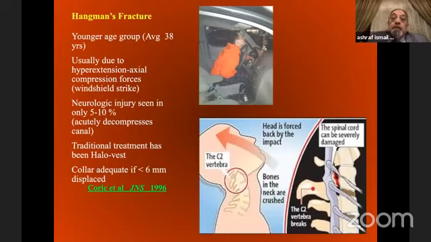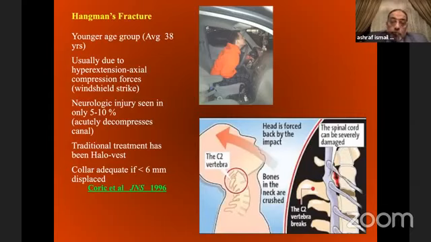As we see here, the dashboard injury with hyperextension of the head and compression of the head. With some sort of shear force, it will affect the morphology of the fracture.